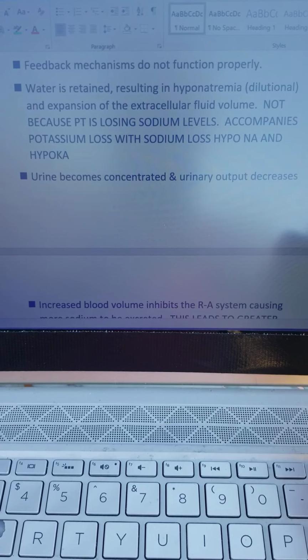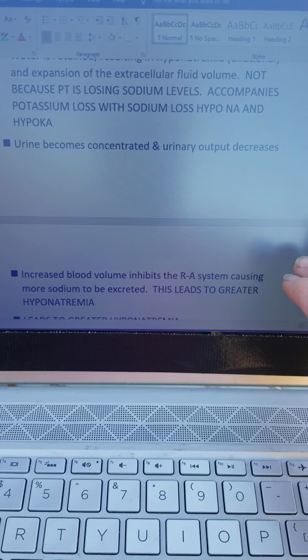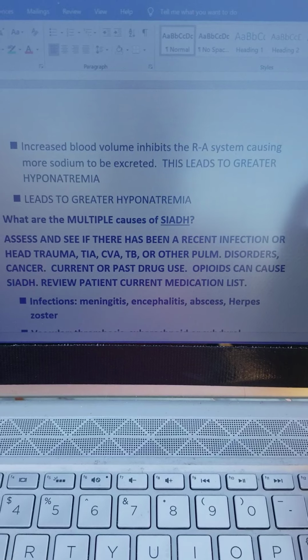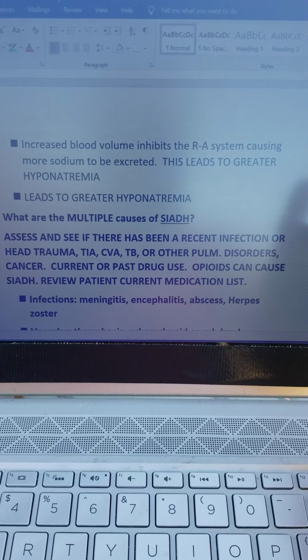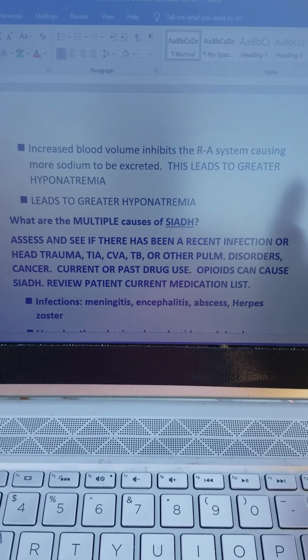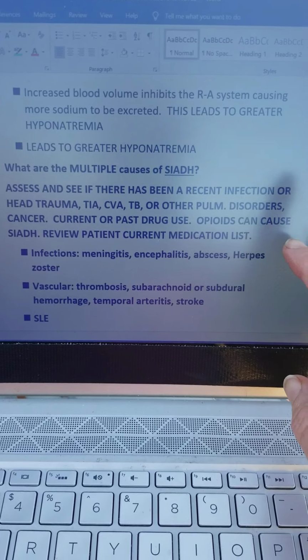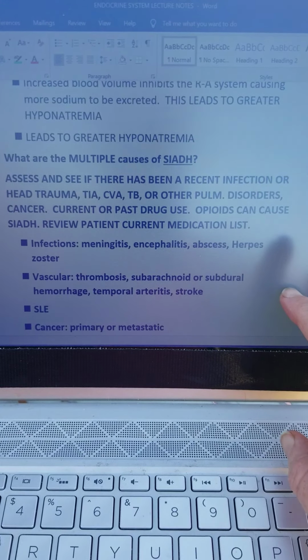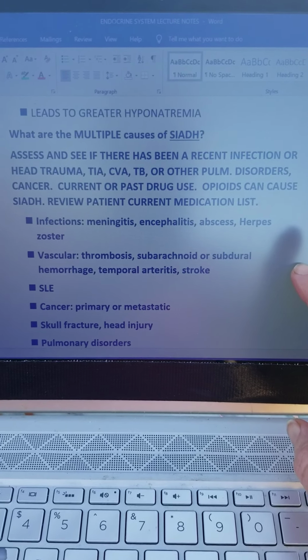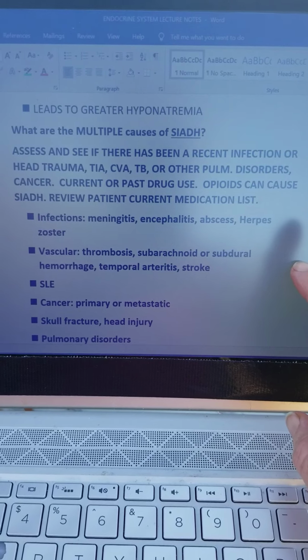Urine becomes concentrated and urinary output decreases. Increased blood volume inhibits the RAAS, the renin-angiotensin system, causing more sodium to be excreted. This leads to greater hyponatremia. More sodium is lost, leading to greater hyponatremia, low sodium.